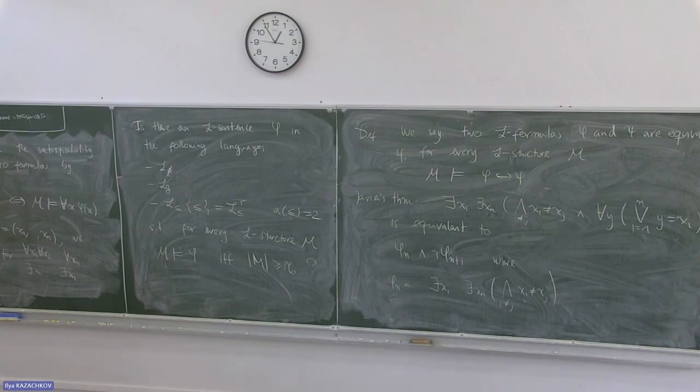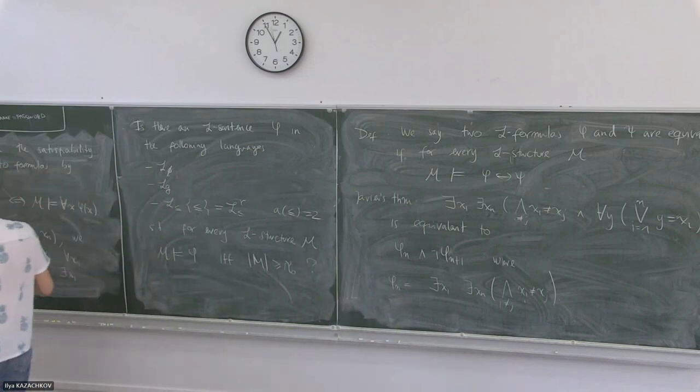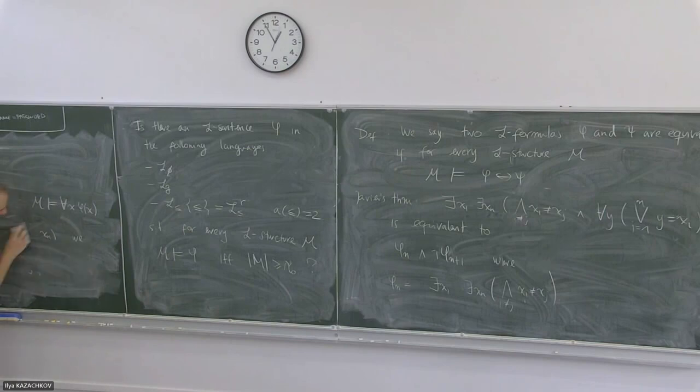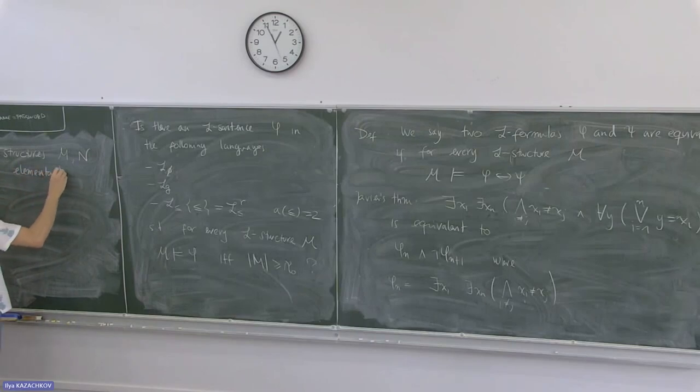Okay, let me recheck if there was something I forgot. Okay, the last definition and we're done for today. Two L structures, M and N, are said to be elementarily equivalent.